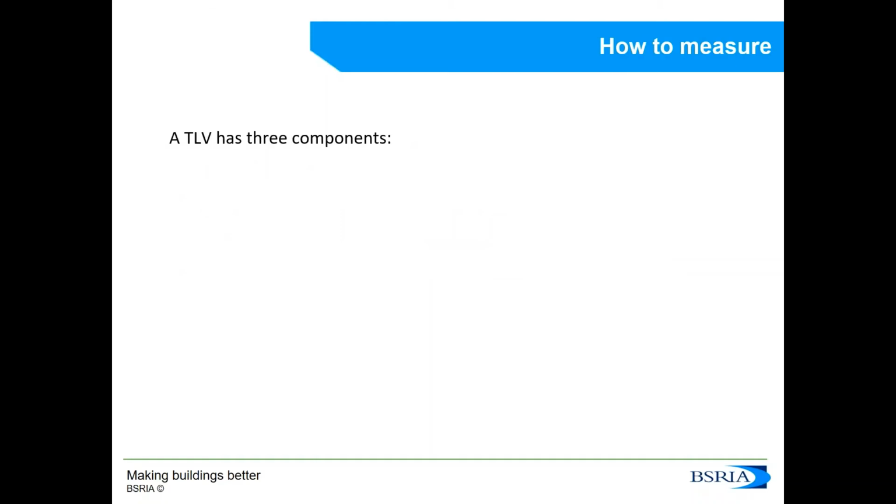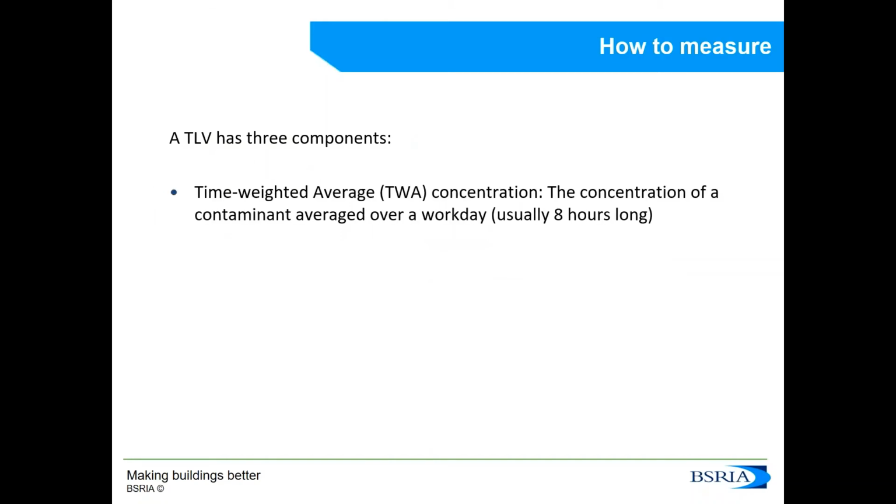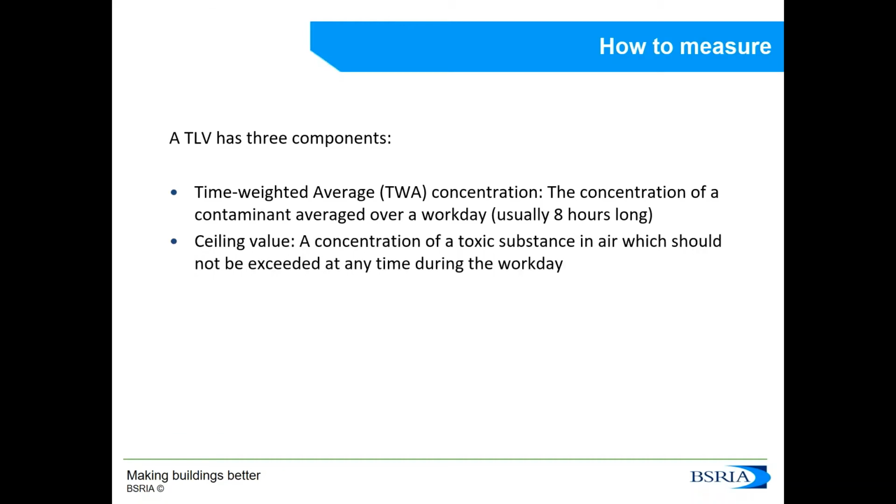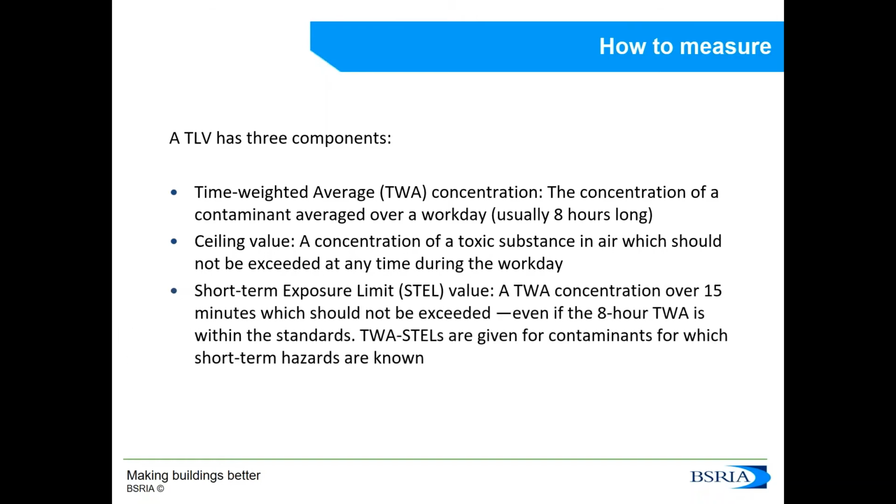So the exposure limits have three components. The first one is the time-weighted average, or TWA, which is the concentration of a contaminant averaged over a workday, which is normally 8 hours. Then we have the ceiling value, which is the concentration of a toxic substance which should not be exceeded at any time. And finally, some contaminants are so dangerous to health that they have a short-time exposure limit, which is basically the same as the TWA, but for a concentration over 15 minutes.